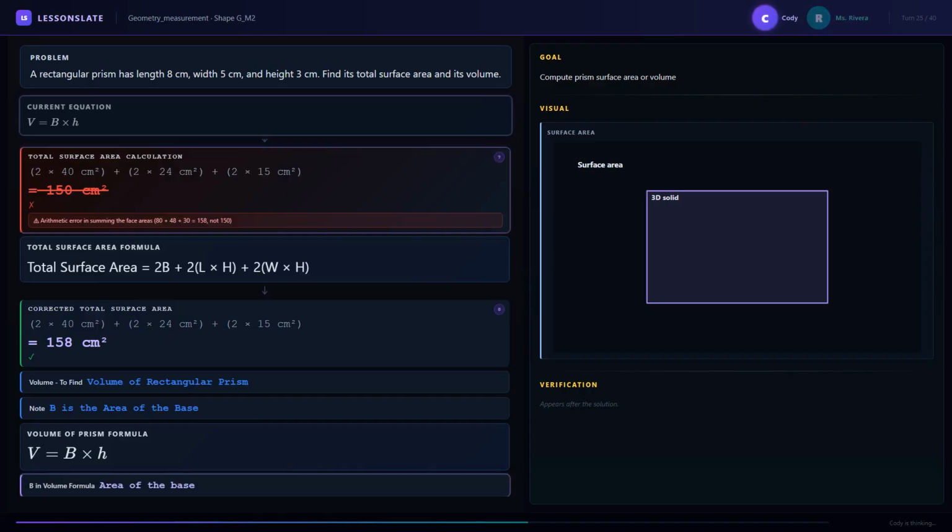Oh, right. So the capital B in V equals B times H stands for the area of the base, not the perimeter. So it's the area of the base multiplied by the height. I get those B's mixed up a lot.